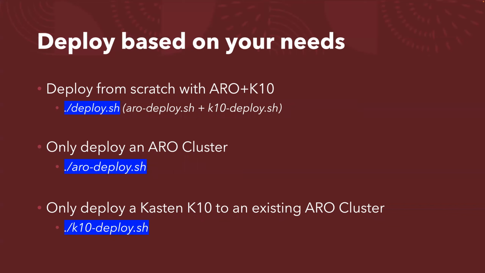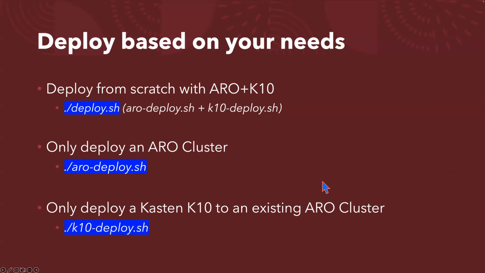Now you can deploy based on your needs. Let's say you want to deploy from scratch with an ARO cluster created, plus Kasten K10 also deployed. By the way, Kasten K10 is the number one Kubernetes backup, DR, and application mobility software. That's ./deploy.sh, which includes both ARO-deploy and K10-deploy. In the middle, if you just want to create an ARO cluster, that's where you run ./ARO-deploy.sh. The bottom one is if you already have an ARO cluster and you just want to protect the containers. That's where you can run K10-deploy.